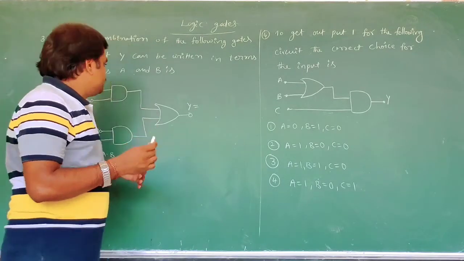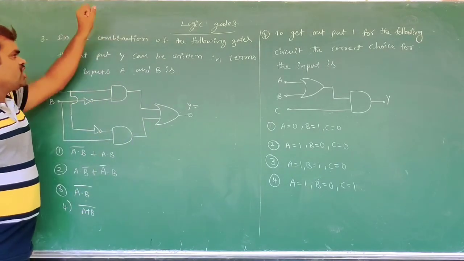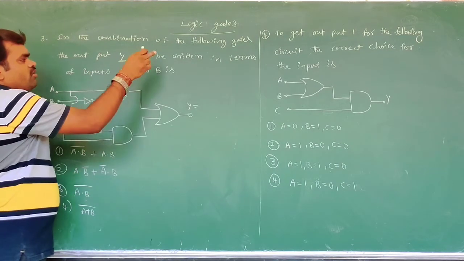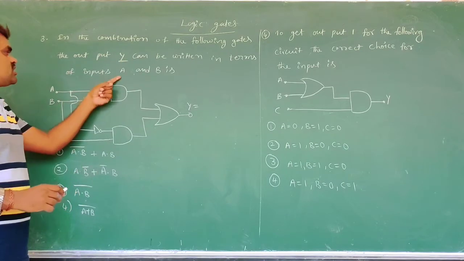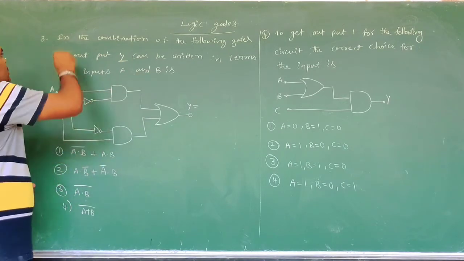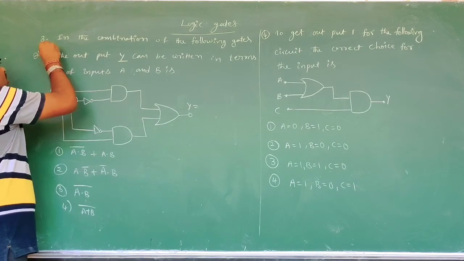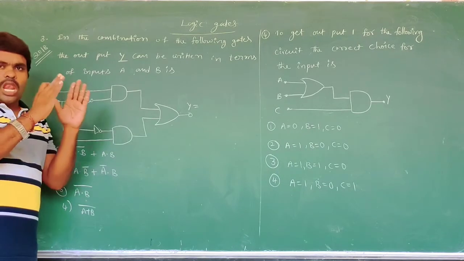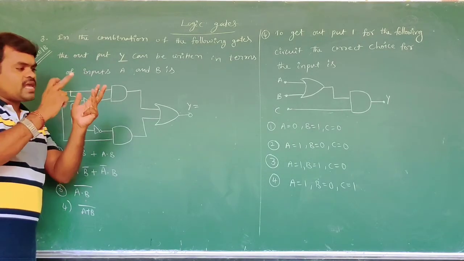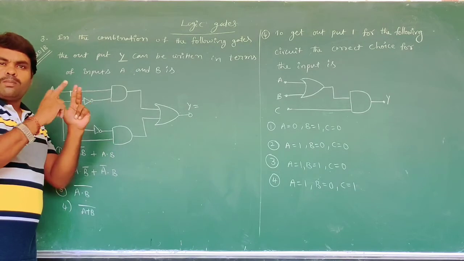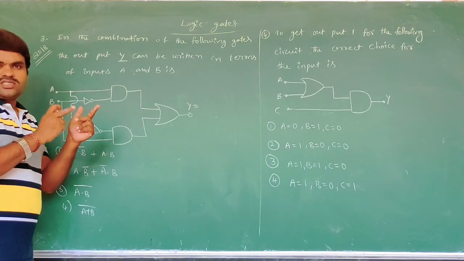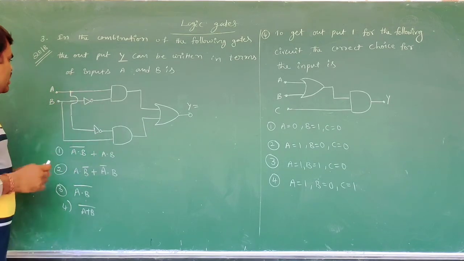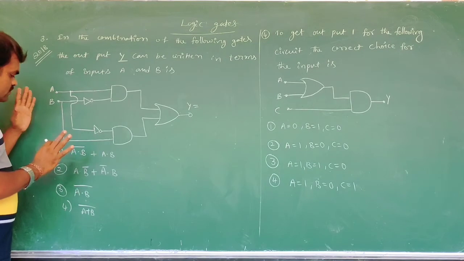Now the third one. In the combination of the following gates, the output Y can be written in terms of the inputs A and B as. This bit is from 2018 NEET. We know the logic gates, truth tables, and electronic circuits: bulb circuits and transistor diode circuits. It is very easy to solve the problem. Now you see that they have given the circuit.